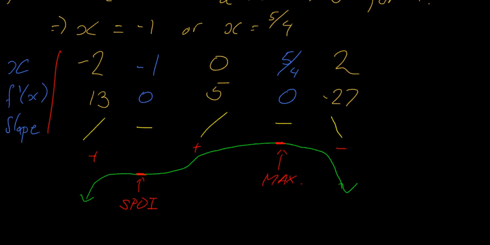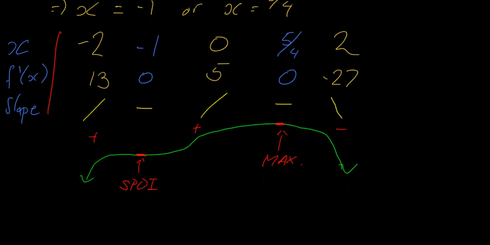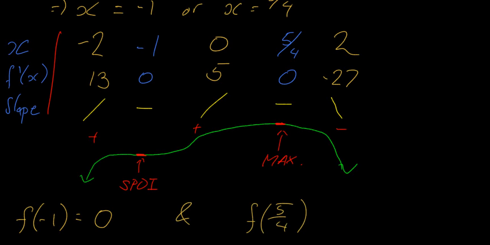Now all we need to do is find the coordinates when x is equal to -1 and x is equal to 5/4. So simple procedure there. All we need to do is sub it back into our original rule. So f(-1) is equal to, what is it, 0? And f(5/4) is 2,187/256.